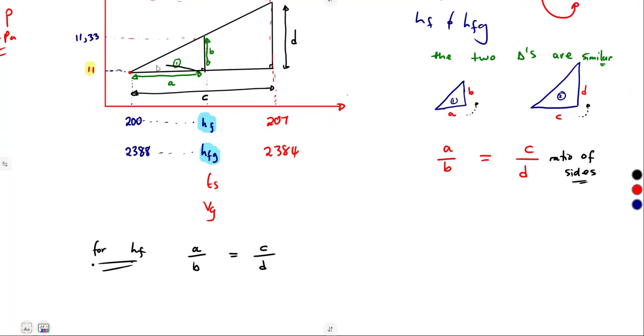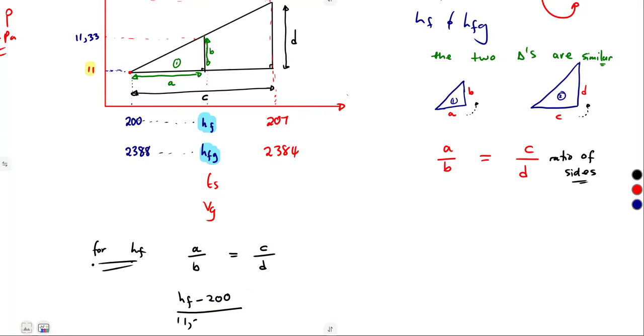A is the difference on the smaller triangle, this one. So it simply means HF minus 200, the difference. We are focusing on HF. So that's HF minus 200 over B. B is the difference here in terms of the pressures. On the smaller triangle, the maximum is 11.33. The smaller one is 11. The difference, you subtract, that's your B.